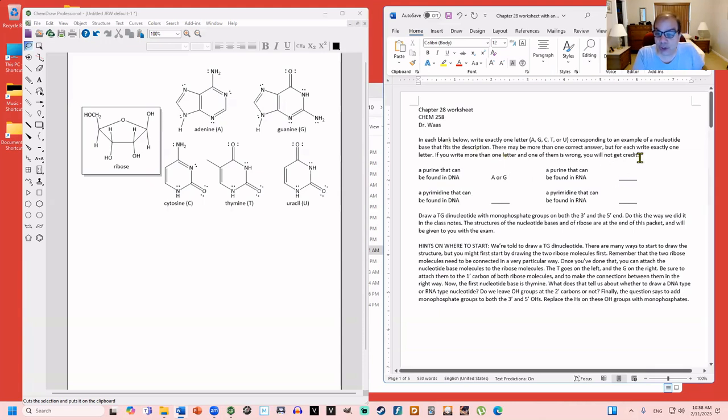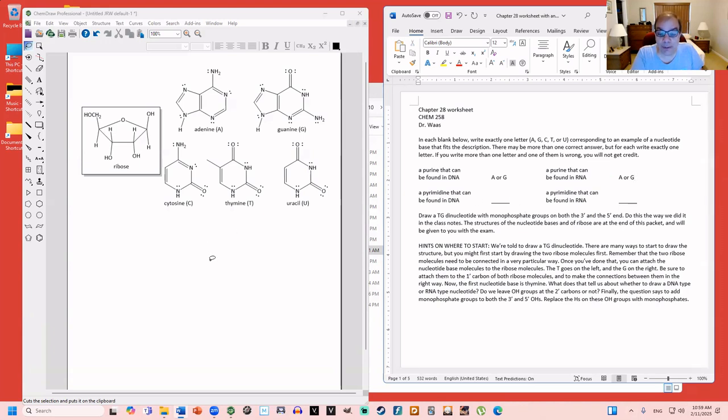But again, notice the directions. You will not put A or G on the exam. You will put A or you will put G. Otherwise, you will not get credit. I'm just stressing that there are multiple correct answers for this. And the same thing for a purine that can be found in RNA. Both adenine and guanine are found in both DNA and RNA.